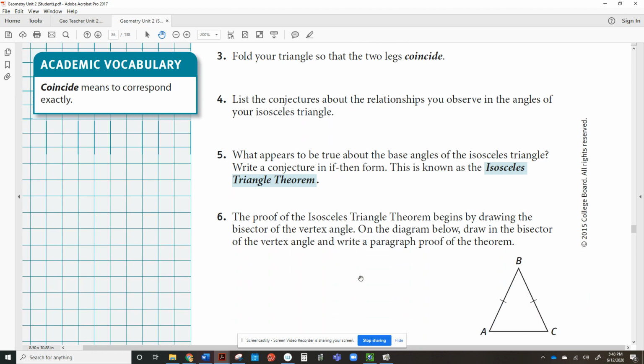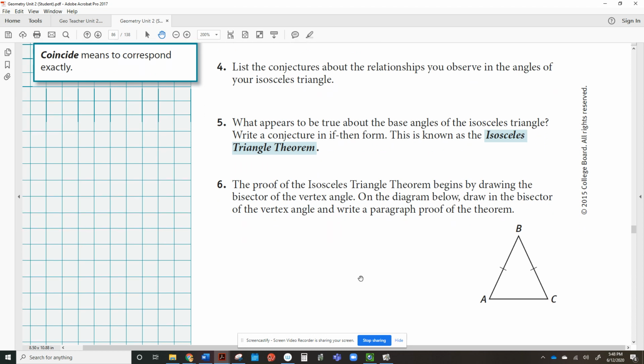All right. So now it says, let's prove the isosceles triangle theorem, and they want us to start the proof by drawing in the bisector of the vertex angle. They want me to bisect this angle right here. So this is the vertex angle. How do I know? These are the two congruent legs. The two legs form the vertex angle. Let me see if I can make this a little bit bigger.